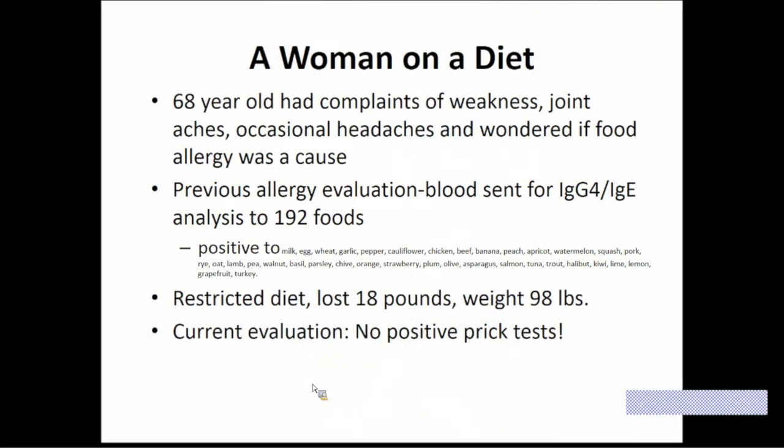So here's a fairly common scenario that comes up. A 68-year-old has complaints of weakness, joint aches, headaches, and wonders if food allergy was a cause. So remember the definitions. Previous allergy evaluation, blood was sent for IgG4 and IgE analysis to 192 foods with a lot of positives. Do you see IgG testing? Does that come up? Yes.